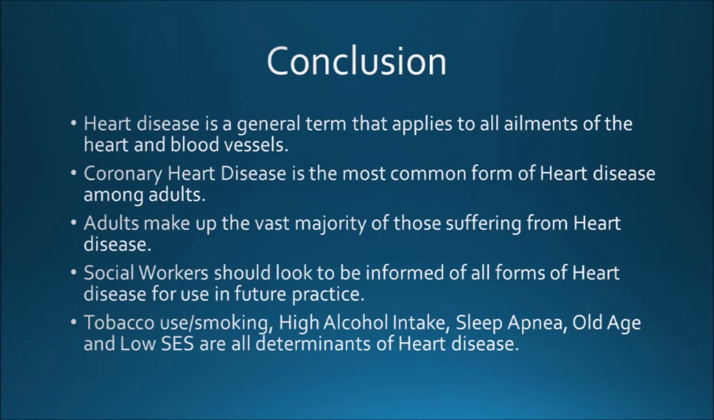In conclusion, things that you need to know are that heart disease is a general term that applies to all ailments of the heart and the blood vessels. You need to know that coronary heart disease is the most common form of heart disease among adults. Adults make up the vast majority of those suffering from heart disease. Social workers should look to be informed of all forms of heart disease for use in future practice. And the determinants for heart disease are tobacco use and smoking, high alcohol intake, sleep apnea, old age, and low SES.